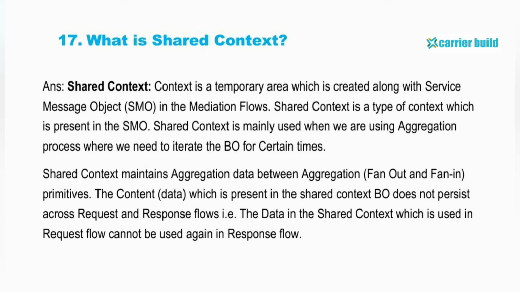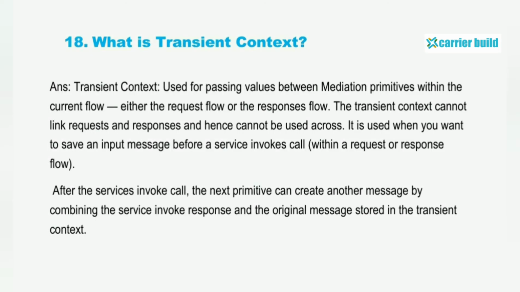Next question. What is transient context? Transient context is used for passing values between mediation primitives within the current flow, either the request flow or the response flow. The transient context cannot link requests and responses and hence cannot be used across them. It is used when you want to save an input message before a service invoke call, that is within a request or response flow. After the service invoke call, the next primitive can create another message by combining the service invoke response and the original message stored in the transient context.